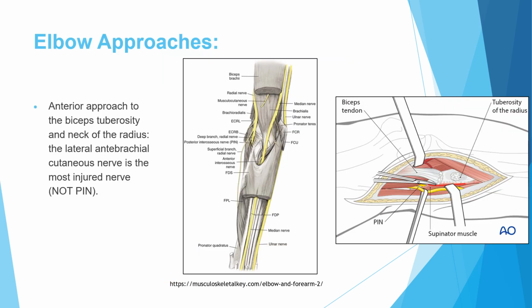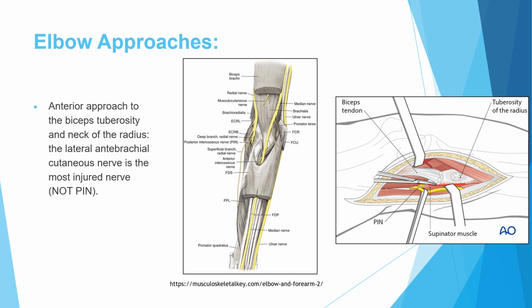So let's start with some elbow approaches that come frequently in the exam. We have the anterior approach to the biceps tendon. So patients who have biceps rupture and you're doing the anterior approach to the elbow to reattach the biceps tendon. Remember, the most commonly injured nerve is not the PIN. It's not the posterior interosseous nerve, which is very close, of course, to the insertion of the biceps tendon at the radial tuberosity. It's actually the continuation of the musculocutaneous nerve, which is the lateral antebrachial cutaneous nerve.